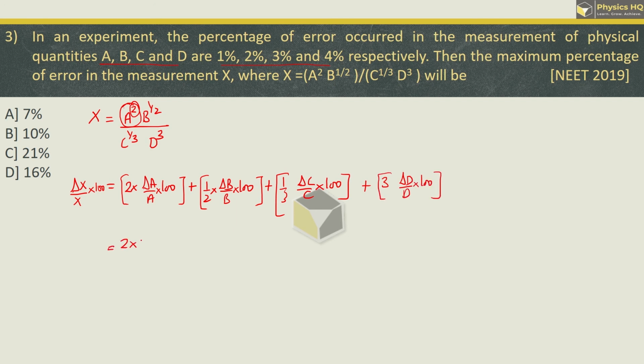2 into a का percentage error is 1, 1 by 2 b का percentage error is 2, 1 by 3, C का percentage error is 3, and lastly this is 3 into D का percentage error is 4. तो ये हो गया 2 plus 1 plus 1 plus 12. So the total percentage error that comes out over here is how much? 16%. So the correct option is option D. I hope आप लोग को ये समझ में आ गया अभी अच्छे से. और एक सम देख लेते हैं.